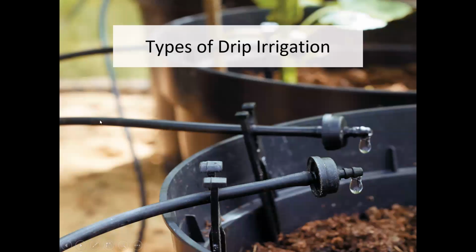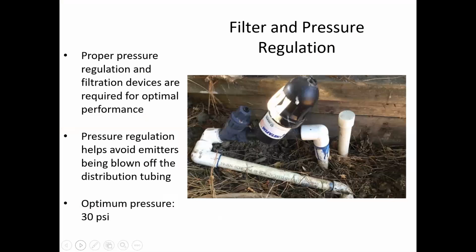And now we'll go into different types of drip irrigation. So no matter what type of drip irrigation that you have, you will have some form of filter and pressure regulation. It's really important to have these devices on your irrigation valve for drip because it's required for optimal performance and prevents emitters from being blown off the distribution tubing. The optimum pressure for your drip irrigation would be 30 psi.